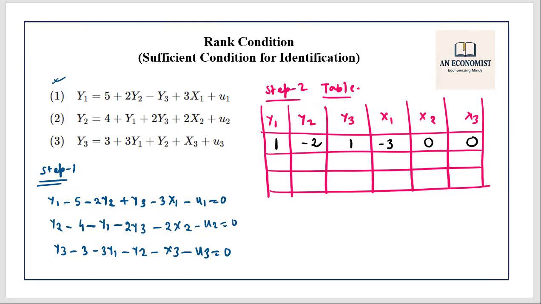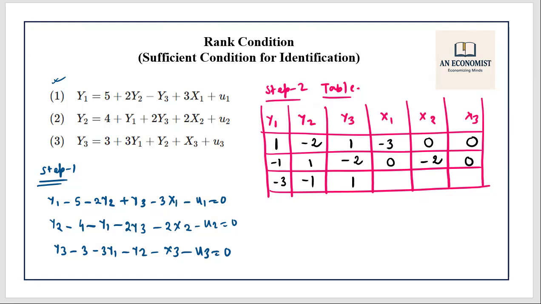And do the same thing for the second and the third equation. In the second equation, do we have y1? Yes, -1. So basically, I'm filling it up with the coefficients of the variables that we have. For y2, you have 1. For y3, you have -2. For x1, do we have x1? No. Put 0. x2, do we have? Yes, -2. x3, we do not have any x3. Put 0. For the third equation, y1 is -3, y2 is -1, right?